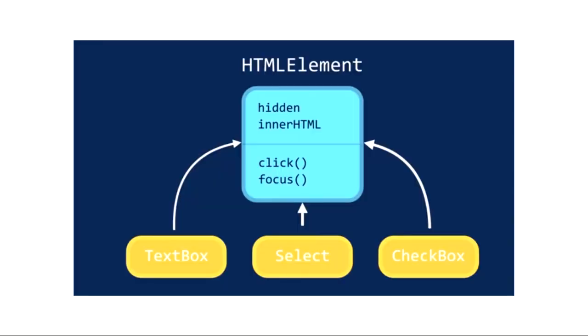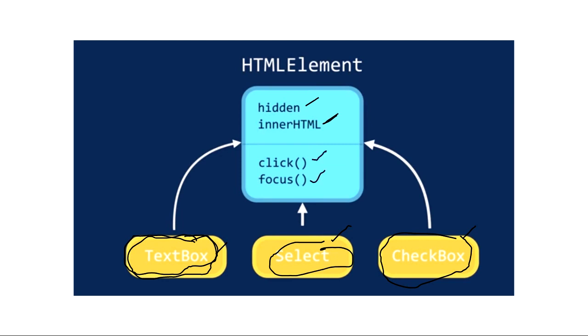Like here, suppose you have three functions. One is text box, one is select function in HTML I'm talking about, and the third function is checkbox. Suppose you have three functions or three classes, you can assume anything, you have three modules basically. And in every module, for example in text box, you need to define hidden, inner HTML, and click and focus functions. Then again in the select function you have to define these four things, and in the checkbox function again you have to write the code for these four things. So in all these functions you have to write the same thing again and again.